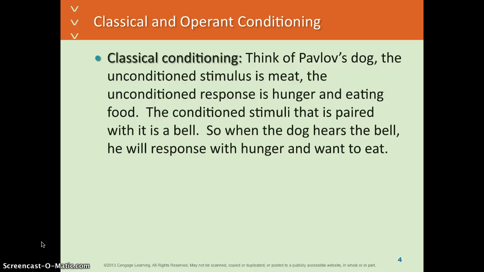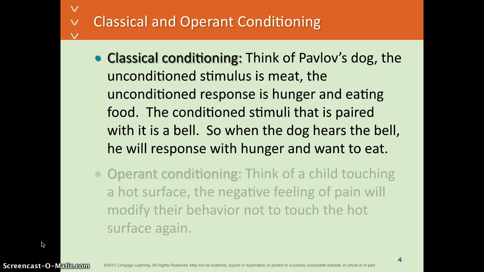When you think of classical conditioning, think of Pavlov's dog. There were two unconditioned items, a stimulus and a response. In my example, meat and hunger and eating. Coupled with that and paired was a conditioned stimulus of a bell. So when the dog heard the bell, his conditioned response was hunger and wanting to eat.